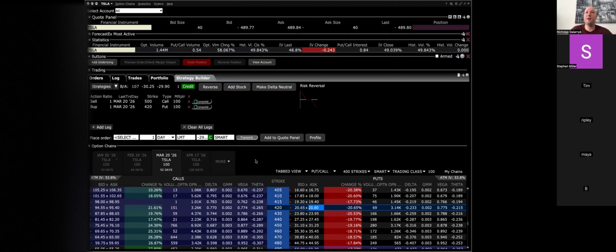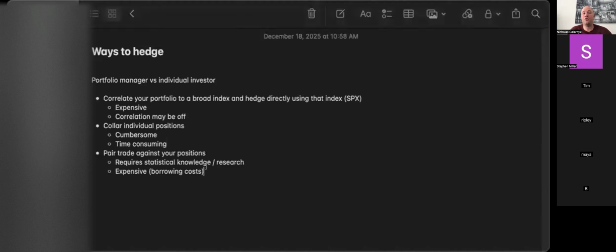Now, again, this is kind of cumbersome for a larger portfolio where you have 20 different names, for example. To do this for every single name is very cumbersome, which is why I mentioned the first approach, looking at your overall exposure to the S&P, for example, or the NASDAQ, and then hedging by using a broad market index hedge instead. Now, the third discussion point we have here is on pair trading your positions, right?